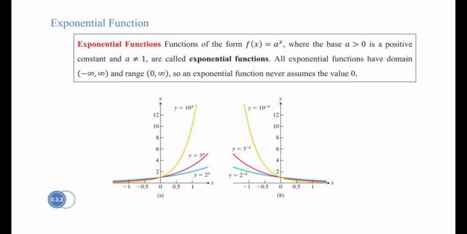On the left, we see exponential growth. As x increases, the graph rises faster and faster. A larger base, like 10, grows much faster than a smaller base like 2. On the right, we see exponential decay. These graphs decrease and get closer and closer to 0, but they never actually touch 0. So the key idea is exponential functions either grow very quickly or decay towards 0, depending on the base and the exponent.